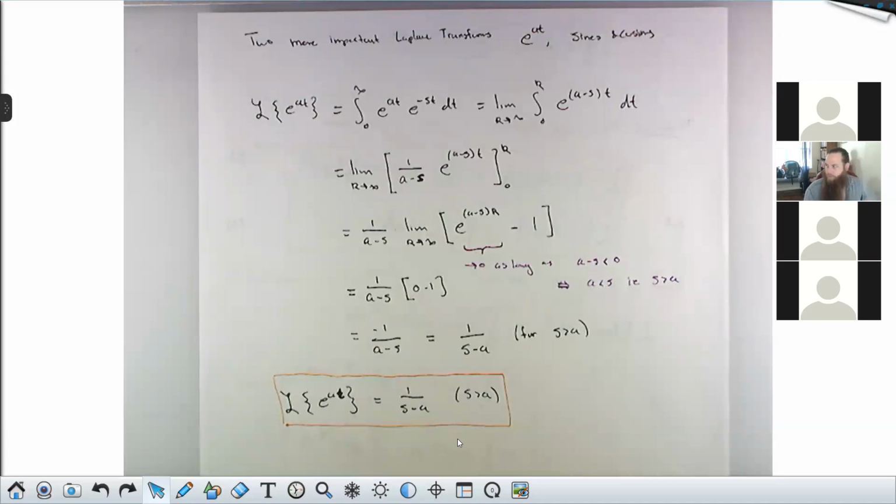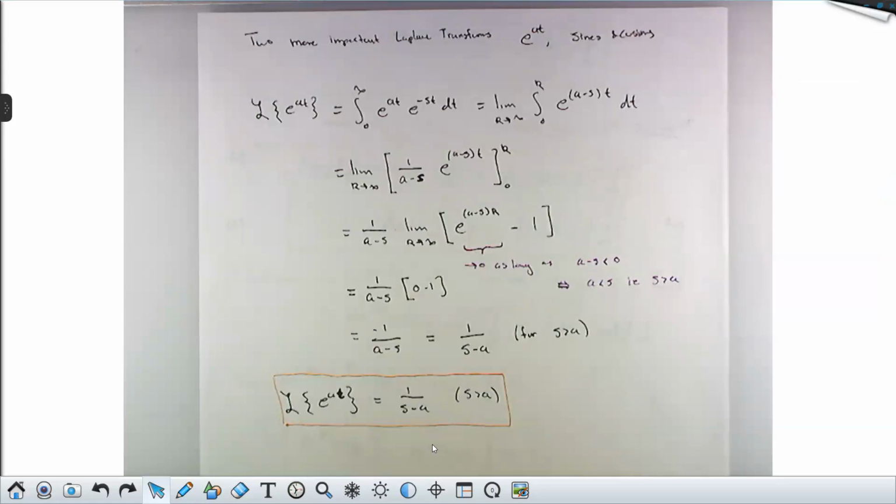And I am going to do something sneaky that uses linearity and complex variable theory a little bit, because it's going to save us a lot of time.